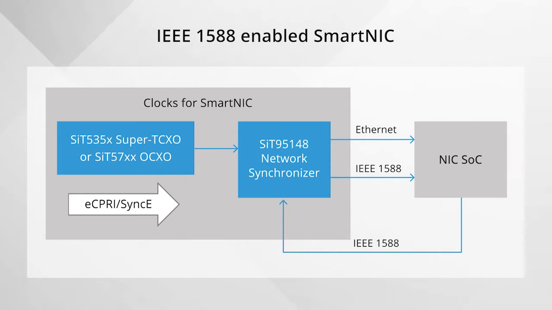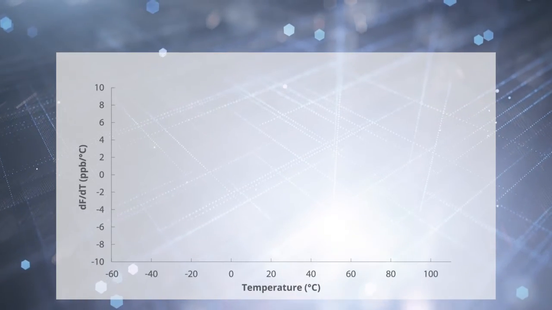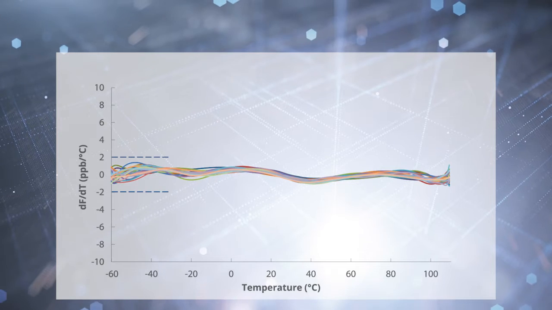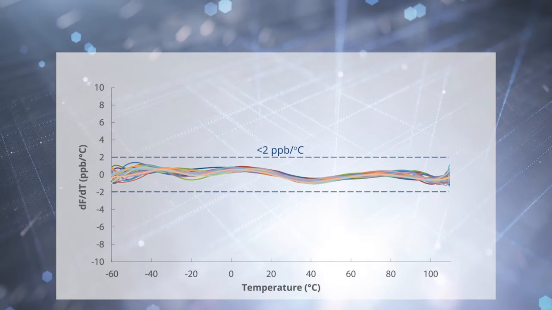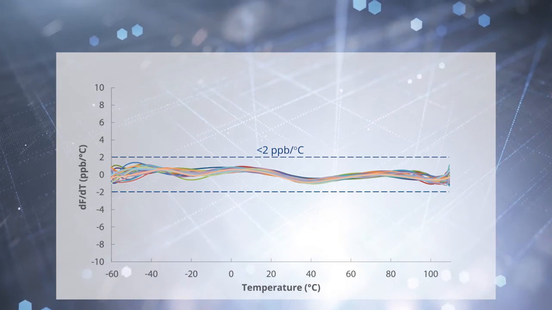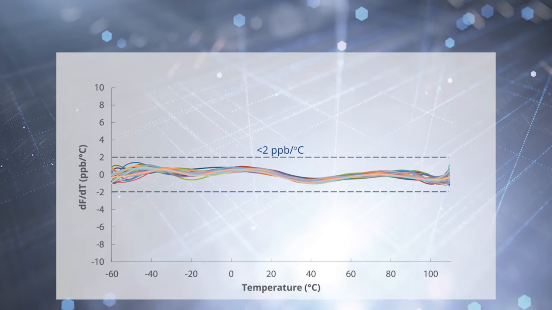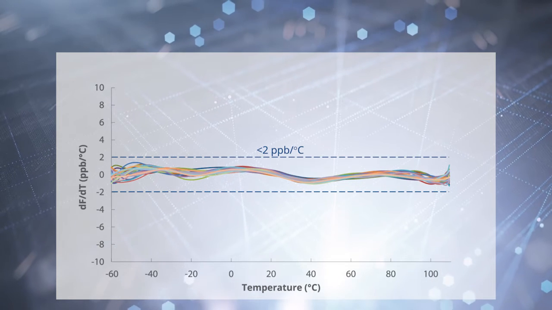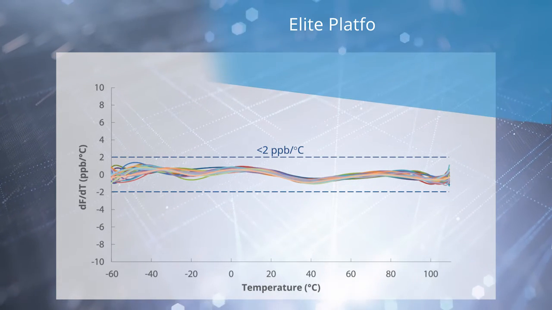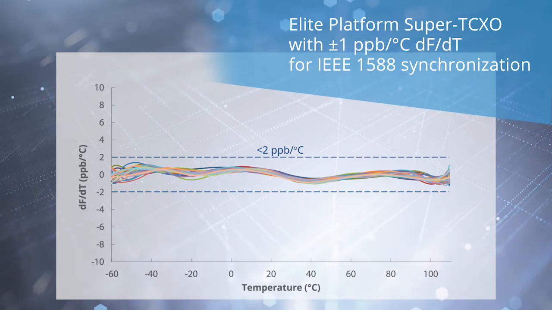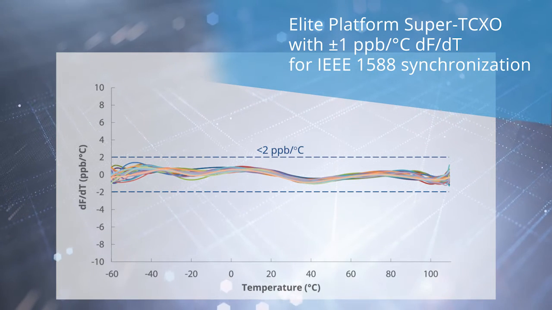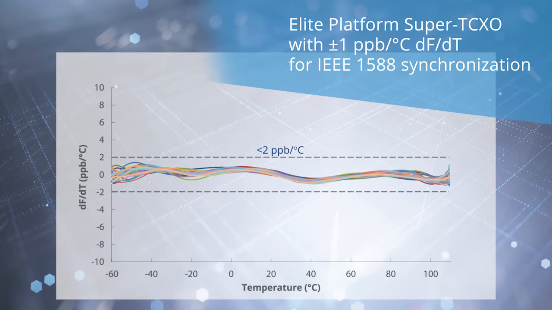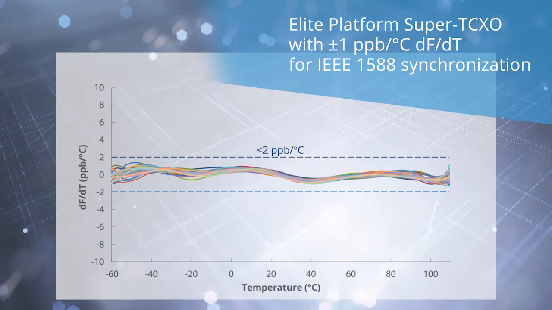IEEE 1588 standard. To meet the IEEE 1588 standard, the timing solution must have strong environmental robustness and excellent temperature slope performance. If, for example, the temperature changes quickly because a fan turns on, the clock must be able to maintain timing accuracy until a new packet with a time reference is chosen. Shown in this graph, the Elite Platform Super TCXO has similar performance to competing miniature OCXOs, with 1 ppb per degree Celsius temperature slope, or DFDT.